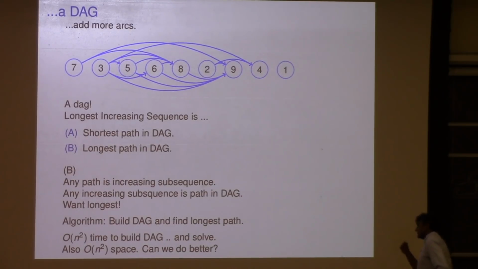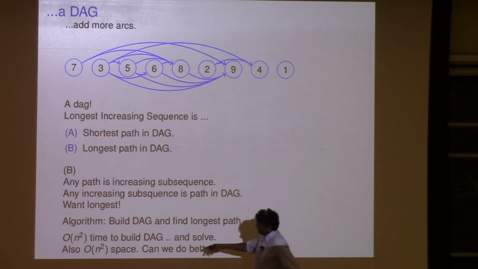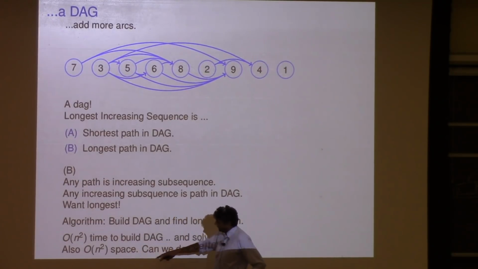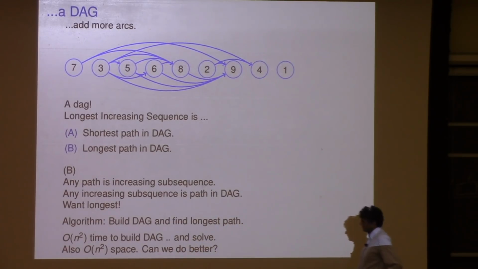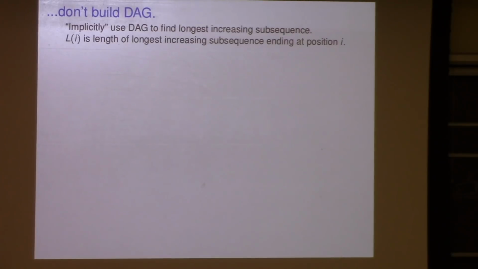Well, I don't really know how to do better in time, okay? But I know how to at least use less space. So let me show you that. We're going to implicitly use the DAG. We're not going to write down all the edges. We're going to still do all the comparisons, but we're not going to write down all the edges.